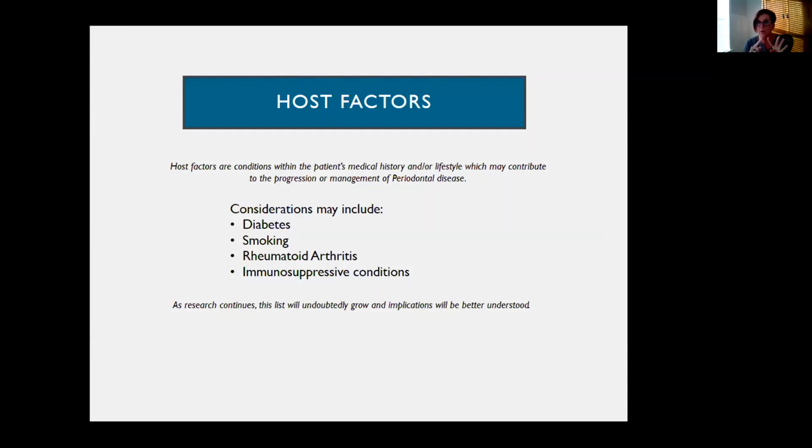All right, now the next section. We went through the extent, we went through stage, we went through grading, and now we're talking about the host factor. And like I mentioned already, diabetes and smoking, but also rheumatoid arthritis has been shown to be connected.